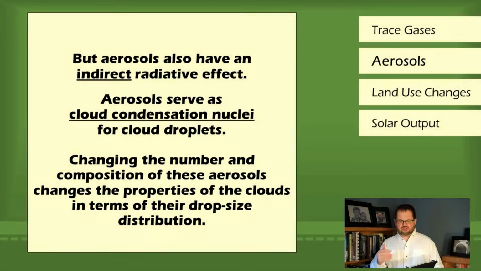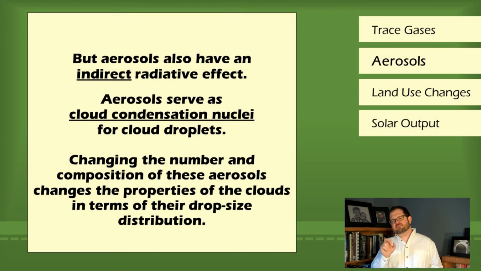Now, everything that I've talked about so far has been what we call the aerosol direct effect. It is their direct radiative forcing. How does the aerosol itself absorb or reflect or transmit radiation? Aerosols also have what's called the indirect radiative effect, and that is how the aerosols themselves change the clouds, because clouds then have an effect on the radiation budget of the Earth. So this is kind of an indirect effect.